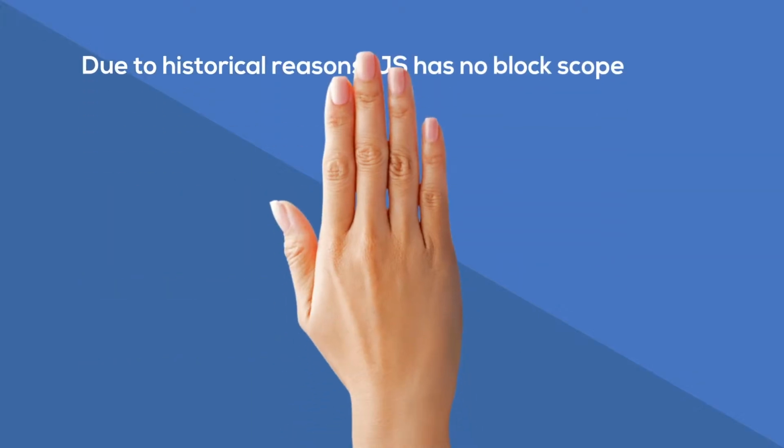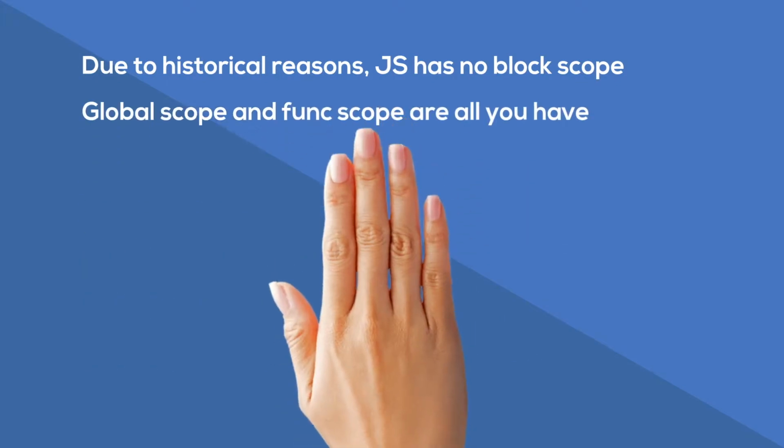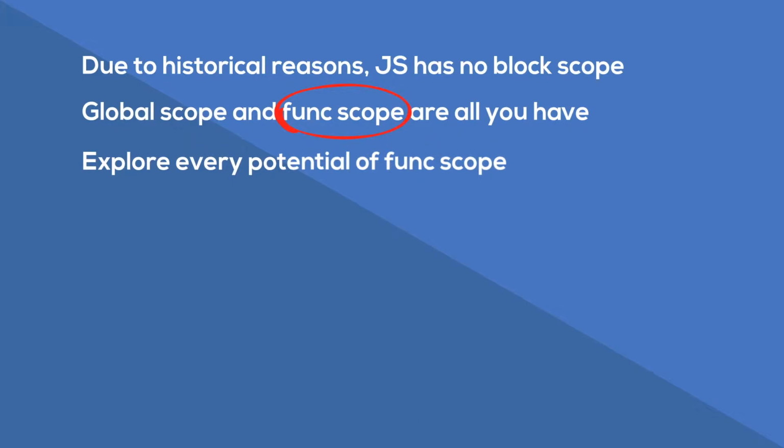Due to historical reasons, JS doesn't have block scopes. You only have global and function scope. It is too late to redesign JS, therefore we just have to make the most of what we have. Meaning we just have to play function scope to its most.